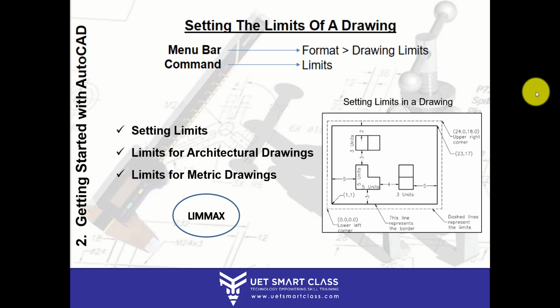So how to set these limits? And before that, how to calculate this limit? This is very important for you to understand. Now, why and how will you decide the factor to set the limit? For example, the actual drawing. First of all, you have to decide whether you draw in architectural or metric units. Once you have decided the units, in order to decide your limits, you need to see how big your drawing is.